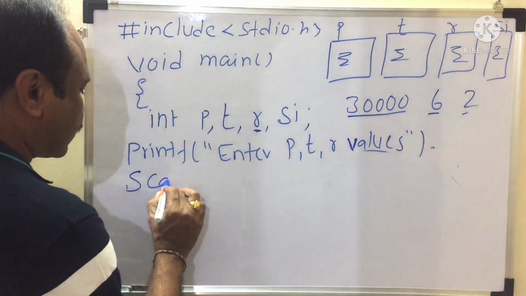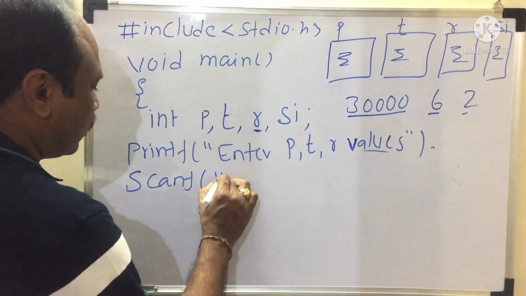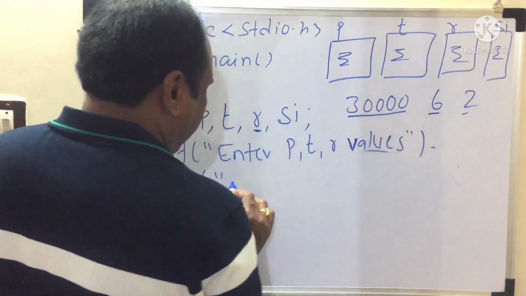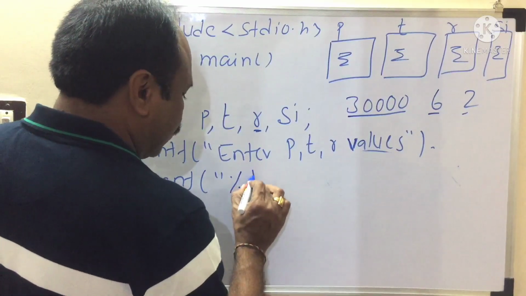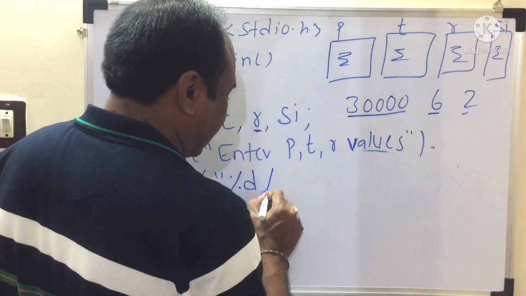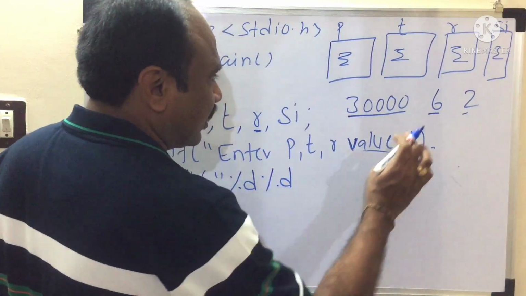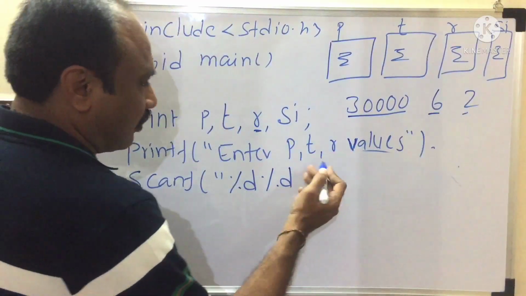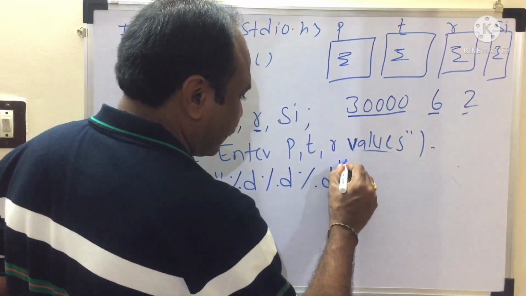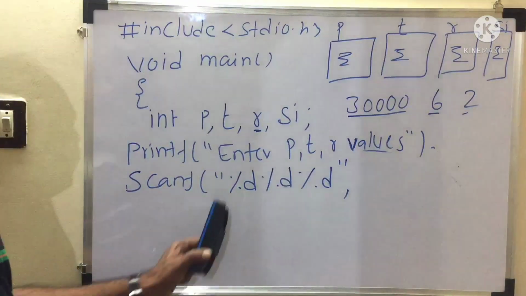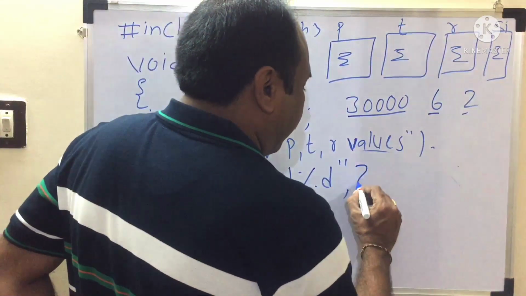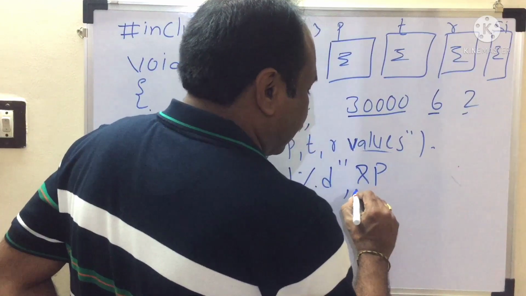To read values, scanf. The first value 30,000, what type of value? Integer value. To read an integer value, use %d. 6, what value? Integer value, again %d. 2, what type? Integer value, read it as %d. This first integer value, where do you have to store it? Under the name P in a particular address.